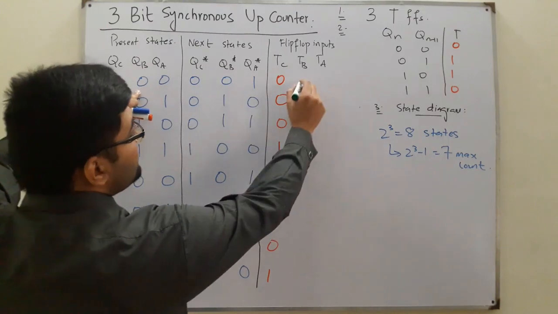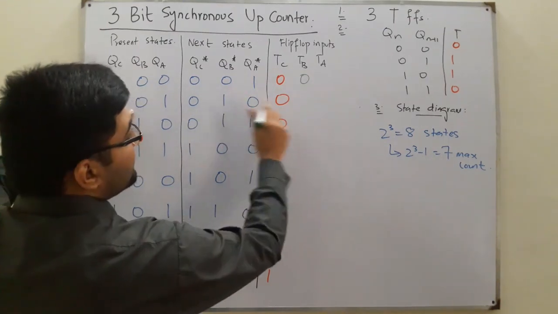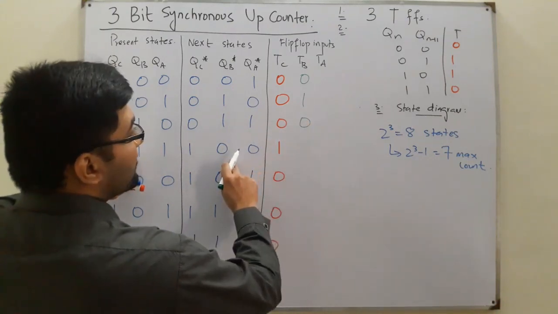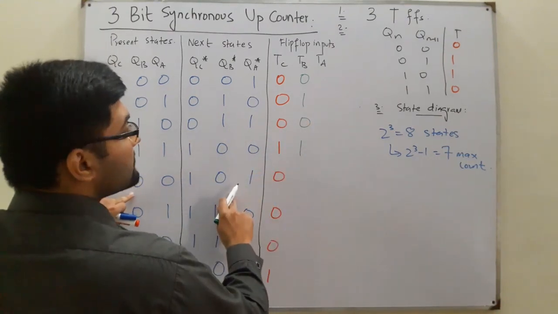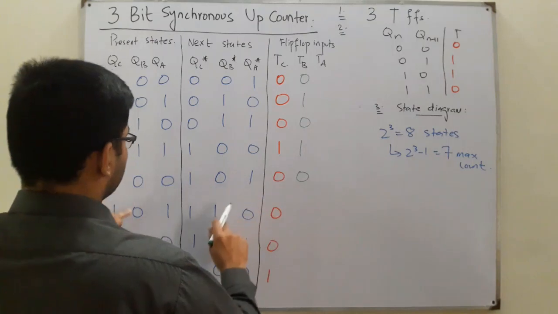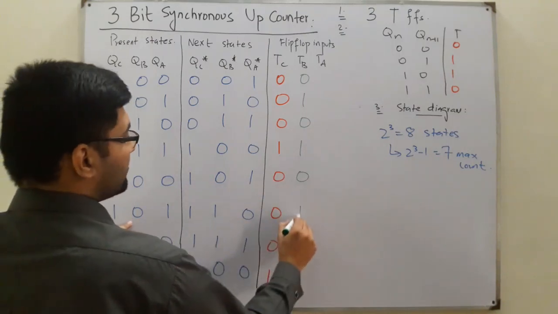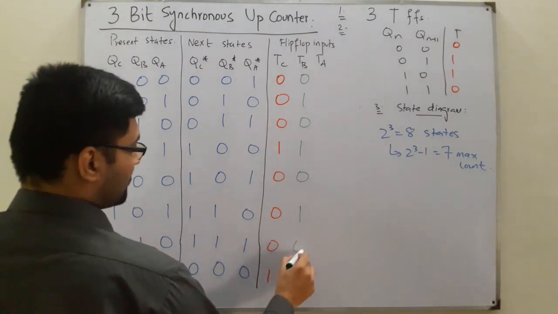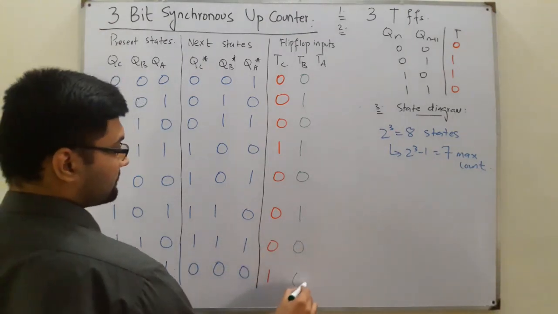So 00 is a 0, 01 is a 1, 11 is a 0, 10 is a 1, 00 is a 0, 01 is a 1, 11 is a 0, and 10 is a 0.